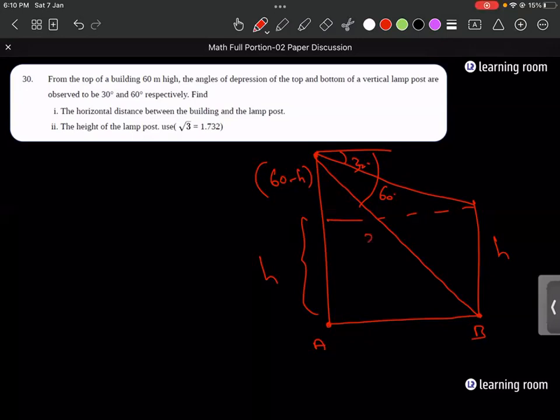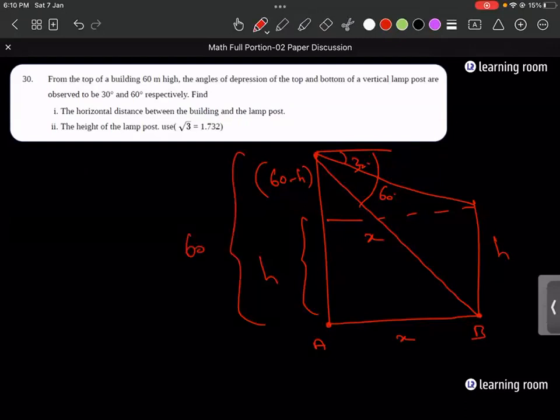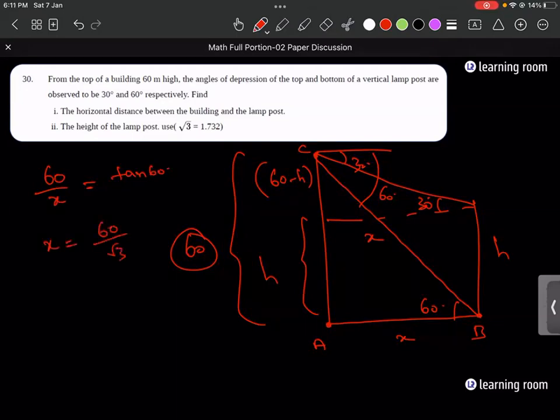If I take this to be x, this will also be x. I can directly take this total height as 60. If this is 30, this will also be 30, and this is 60, correct? The total height is 60. So I can take the bigger triangle. 60 divided by x is equal to tan 60, correct? So x is 60 by tan 60, which is root 3. So 60 into root 3 divided by 3, or 20 root 3, is the answer.